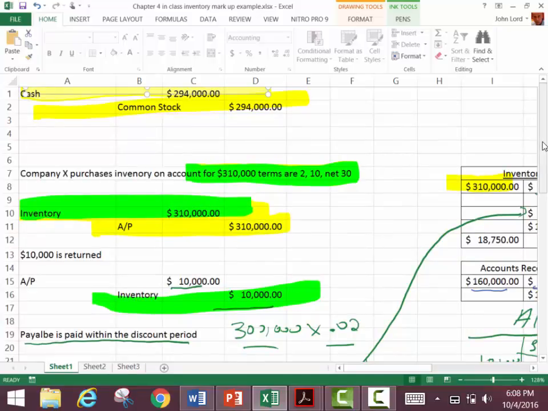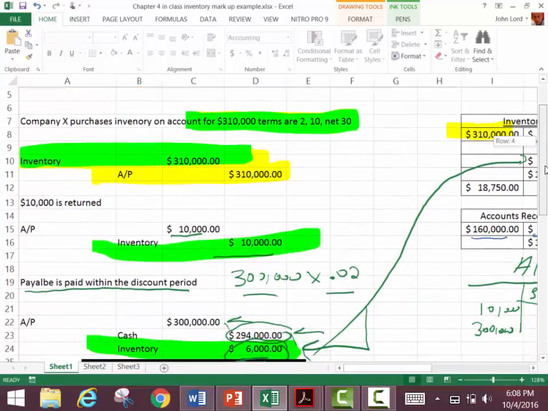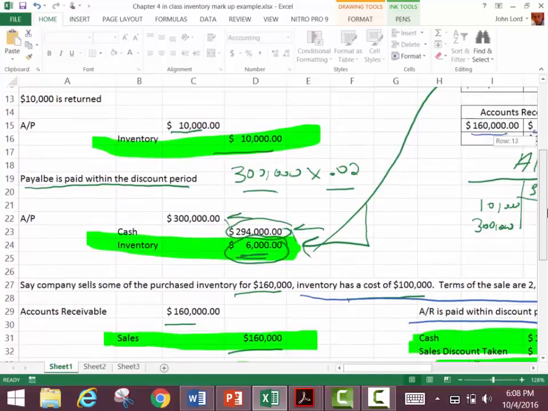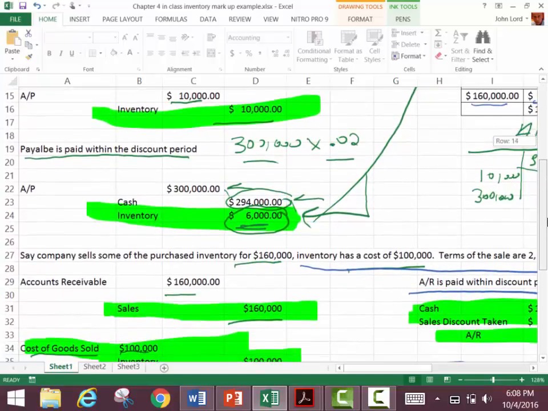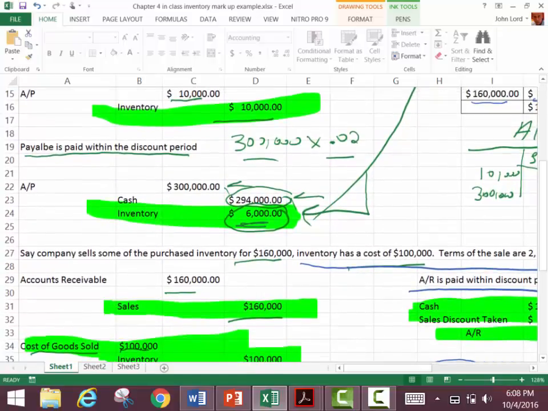And then we come down and we start to sell some of the inventory. We sell it for $160,000 when the cost was only $100,000. Why do we do that? Because we want to make money, don't we? Okay, so we debit the accounts receivable and we credit sales.